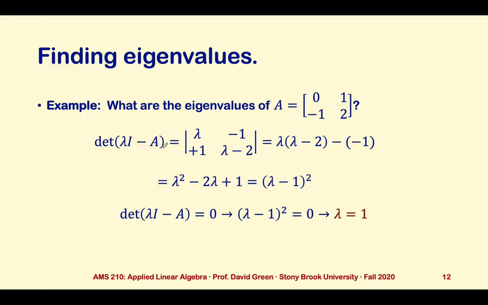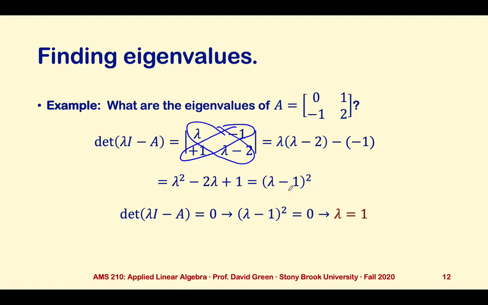Again, lambda I minus A. We have lambda minus 0, 0 minus 1, 0 minus -1 is +1, and lambda minus 2. We find the determinant by multiplying the diagonal entries, lambda times lambda minus 2, minus the product of the off-diagonal entries, minus -1, and expand this. Lambda times lambda minus 2 is lambda squared minus 2 lambda. Negative of -1 is +1.